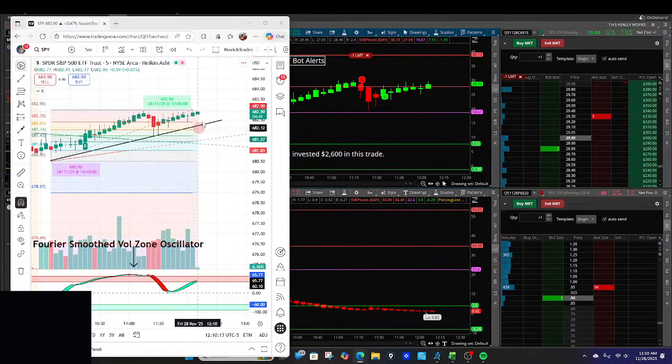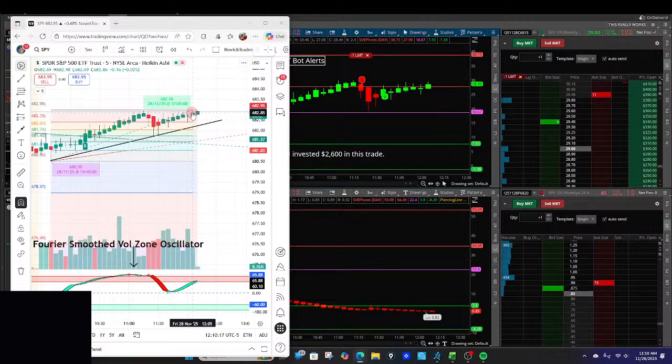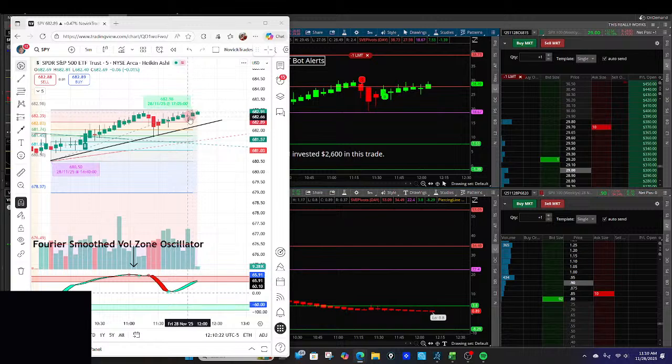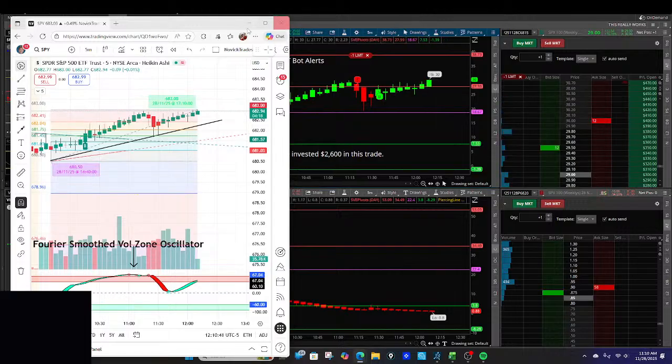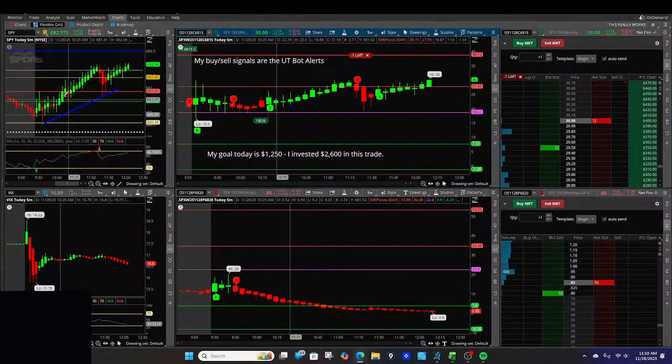Okay, we've reached another high of the day right here at this candle, 682.98. Let's see. I'm looking forward to it hitting 683. When it does that, I think it's going to take off.